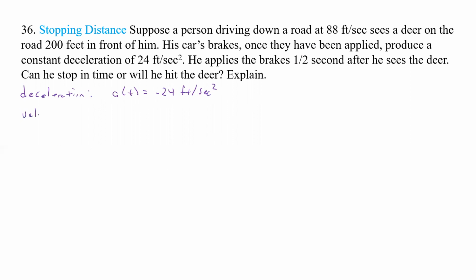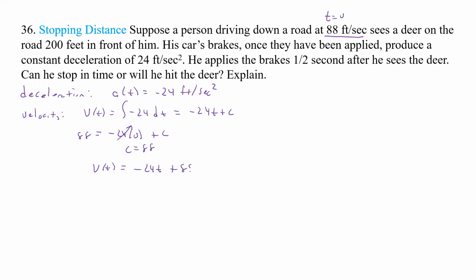Now with that, maybe we can determine the position and everything like we did last time. The next thing we looked at was velocity. That's going to be v of t equal to the integral of negative 24 dt, which gives us negative 24t plus c. Now, do we know anything initially? Well, he was initially driving at 88 feet per second. So at time equals 0, the velocity is 88. We can say 88 equals negative 24 times 0 plus c. Well, that's 0, so c is equal to 88. So our v of t is negative 24t plus 88, and our velocity is in feet per second. Now, at any time, we can determine how fast he's going.